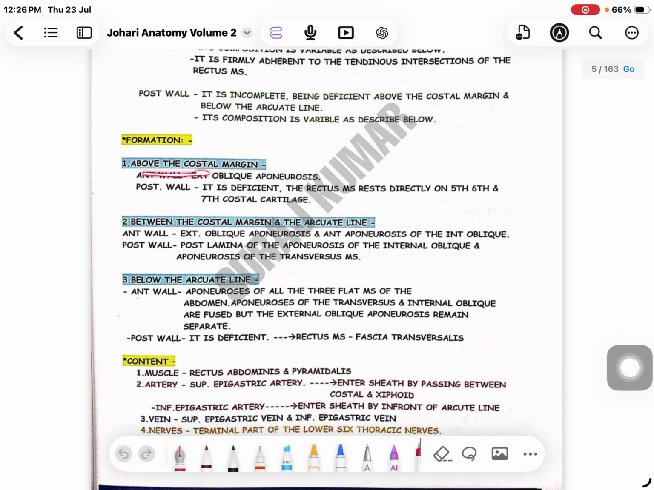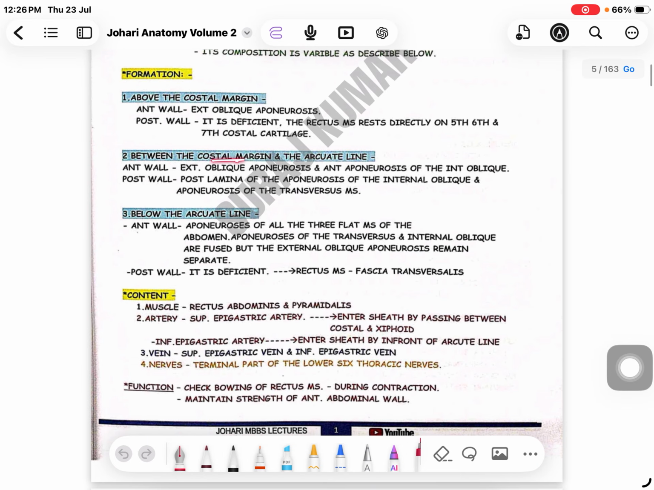Formation: above the costal margin, the anterior wall is formed by the external oblique aponeurosis. The posterior wall is deficient. The rectus muscle rests directly on the 5th, 6th and 7th costal cartilages. So above the costal margin we have the external oblique aponeurosis, and the posterior wall is formed by the 5th, 6th and 7th costal cartilages.